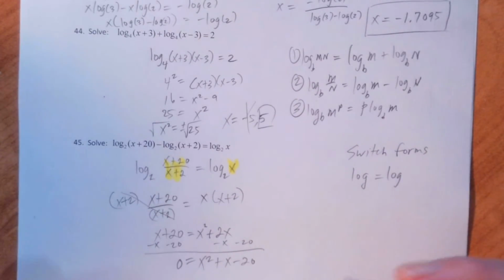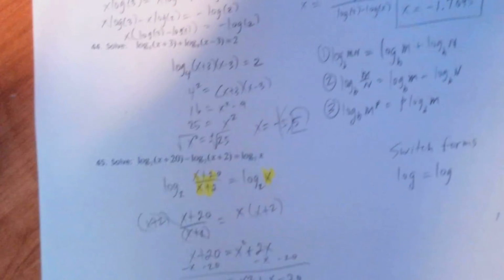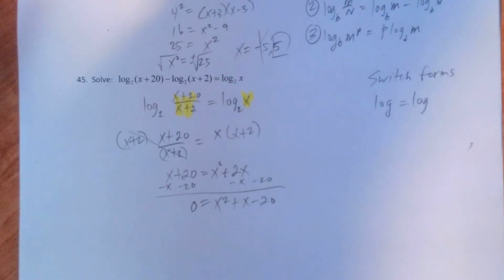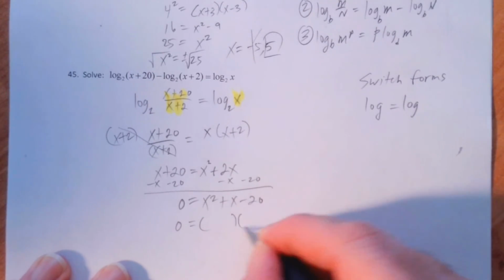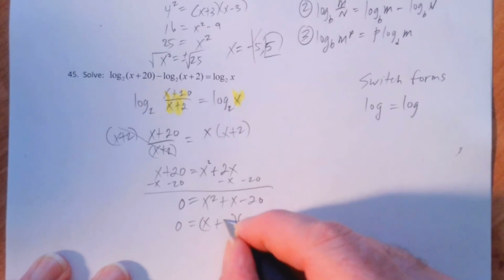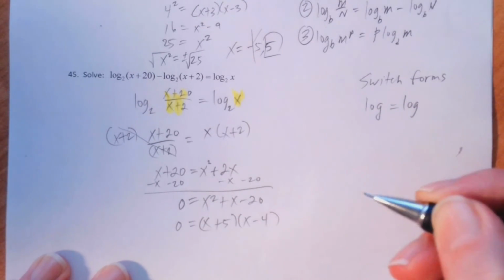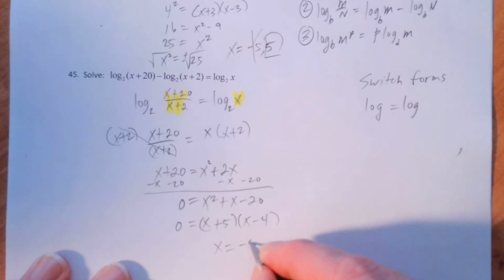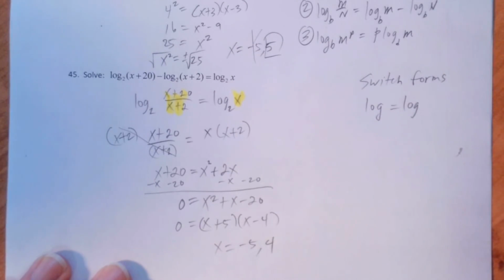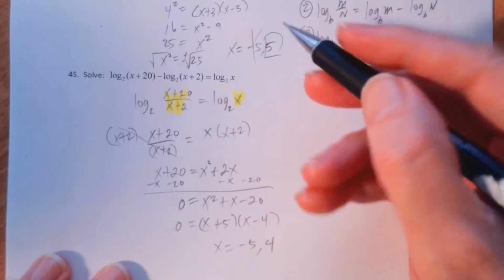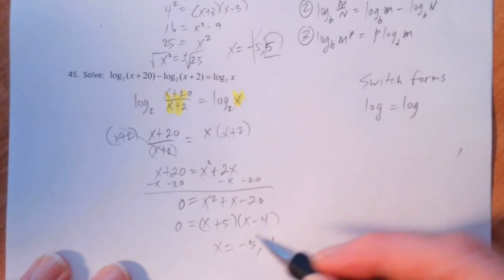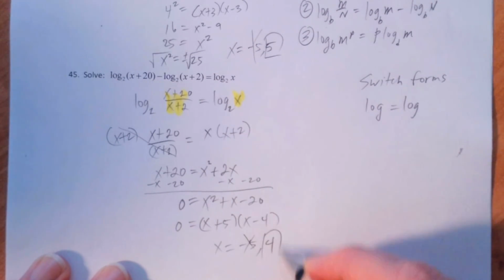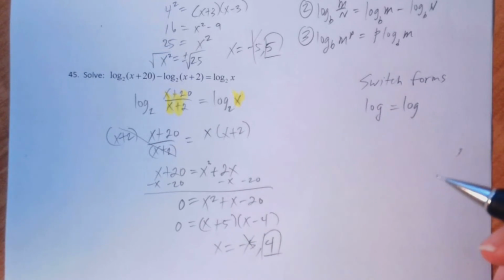And let me go ahead and move this camera just a little bit. So you should be able to factor that, and when you do, you get (x plus 5) times (x minus 4), which means x is negative 5 and 4. And again, we have that same problem. Notice if we plug negative 5 in here or here, we'd be taking the log of a negative, so we've got to throw that out. You can verify that 4 does work.